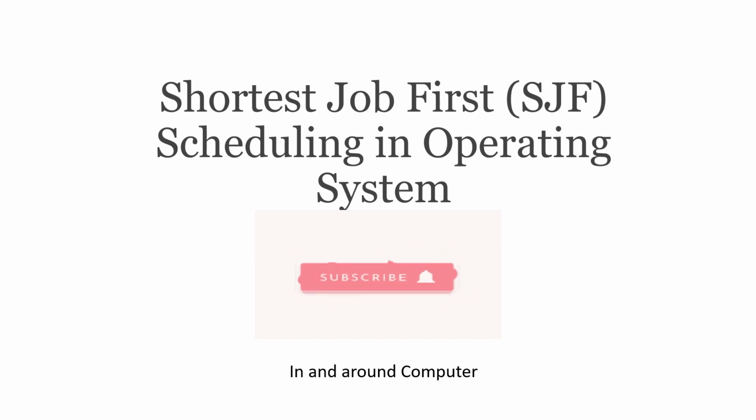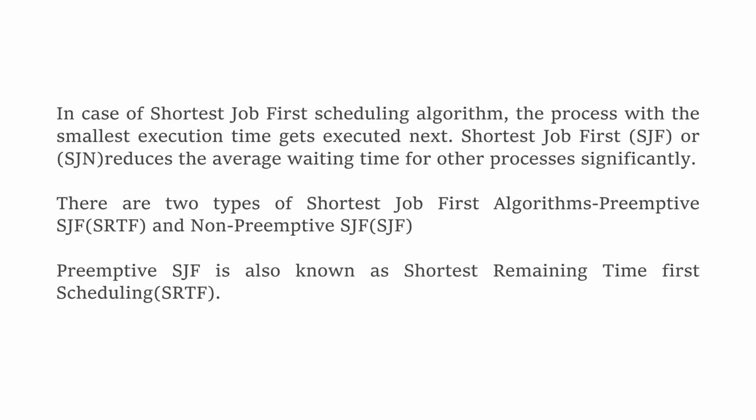In this video, we are going to see the shortest job first, that is SJF scheduling in operating system. Shortest job first scheduling algorithm, or we can say shortest job next, that is SJN or SJF. In this algorithm, the process with the smallest execution time gets executed next. This reduces the average waiting time for other processes significantly.